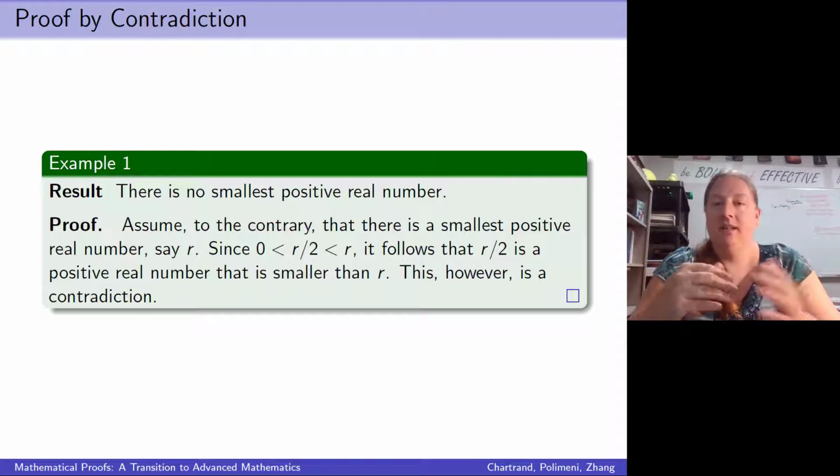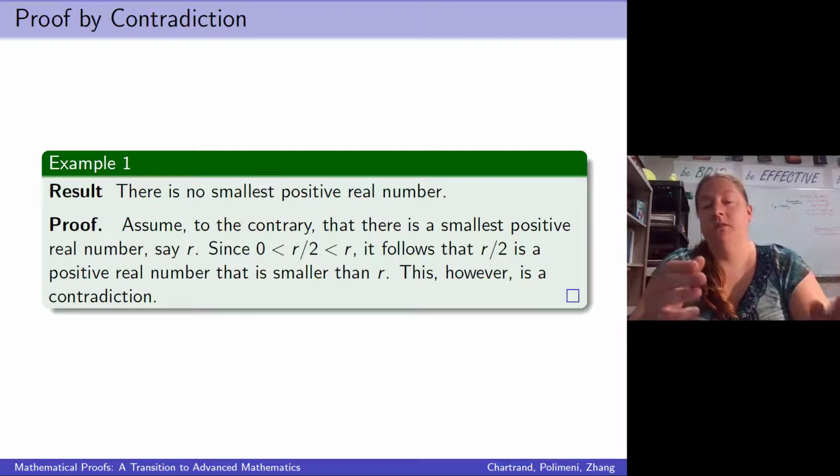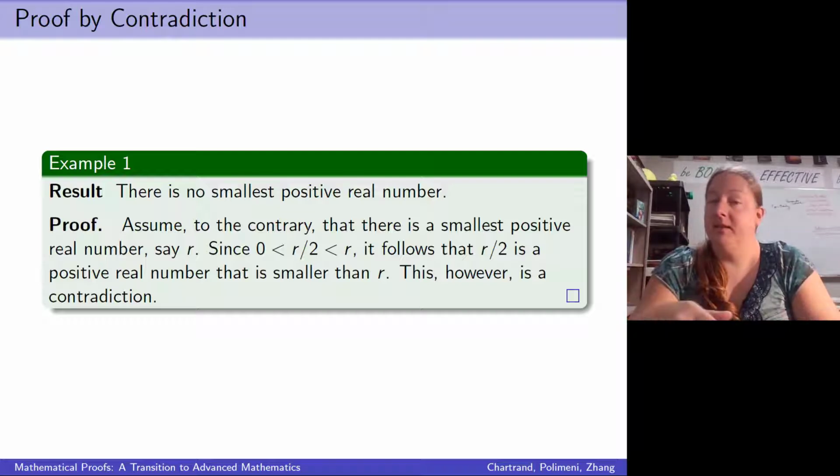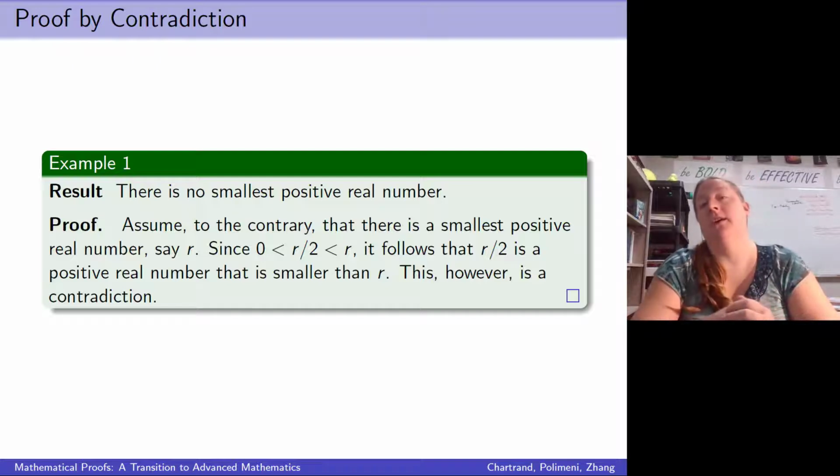Well, then I think about it and I go, well, 0 is going to be less than R divided by 2, which is going to be less than R. So that means that R divided by 2 is a positive real number, and it's smaller than R. And that contradicts my assumption that R is in fact the smallest positive real number. So I have a contradiction, and therefore the original result I was trying to prove must in fact be true.